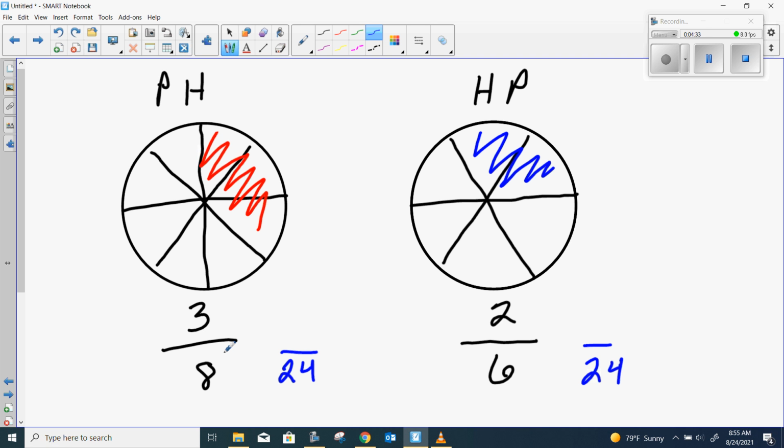So if I took the Pizza Hut pie, if I took the bottom times 3, I have to take the top times 3, and I get 9. On the Humble Pie, I took the bottom times 4, so I have to take the top times 4, and I get 8. And all of a sudden, it looks like I ate more at Pizza Hut than I did at Humble Pie, because now the common denominator is 24, but I ate 9 of those versus an 8 from Humble Pie.